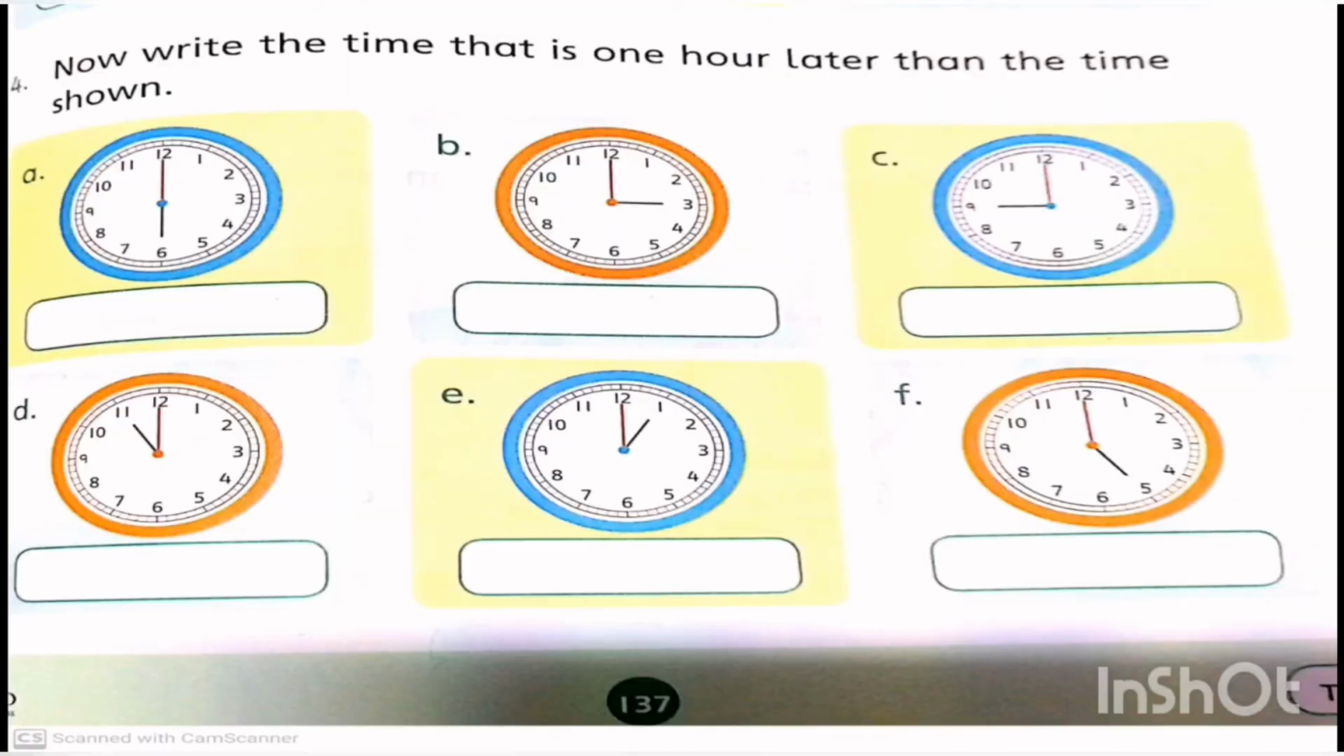Now we will solve the book page. The question is, now write the time that is 1 hour later than the time shown. In part A, there is 6 o'clock. So 1 hour later it will be 7 o'clock. Later means after. And in part B, there is 3 o'clock. So 1 hour later it will be 4 o'clock. Students, it is very easy if you keep in your mind that earlier means before and later means after. Students, we will do the same book page in our Zoom class. Remaining parts we will do in our Zoom class.